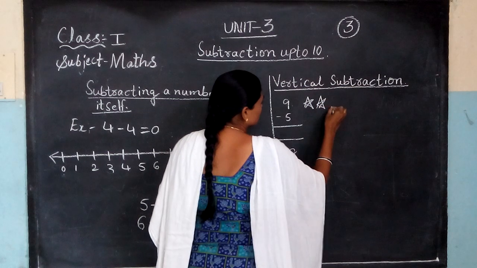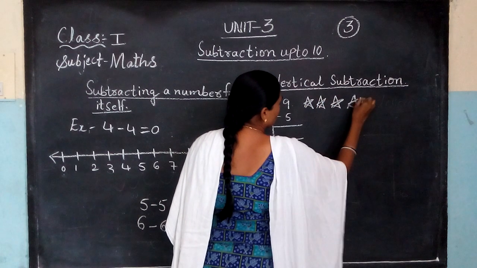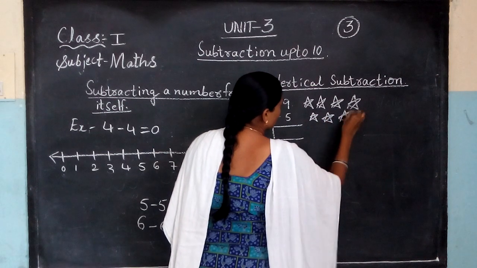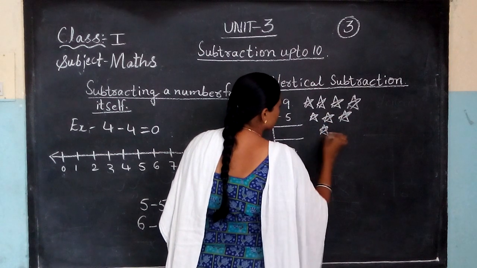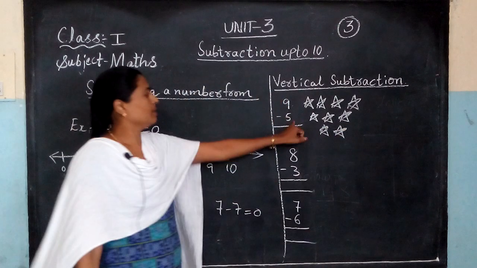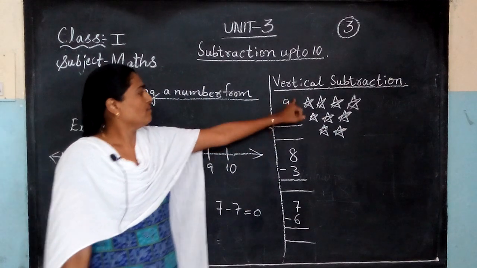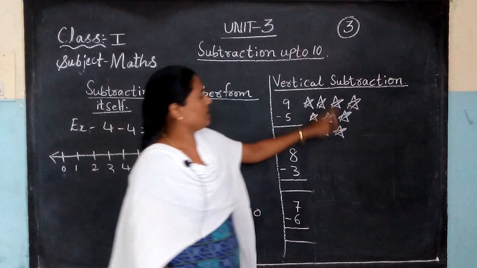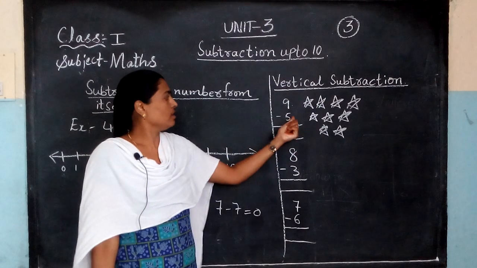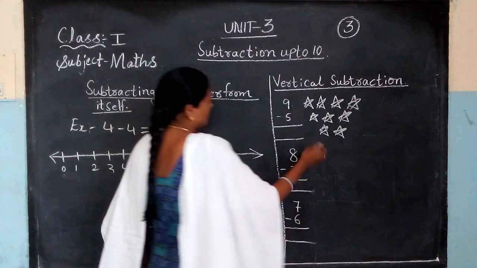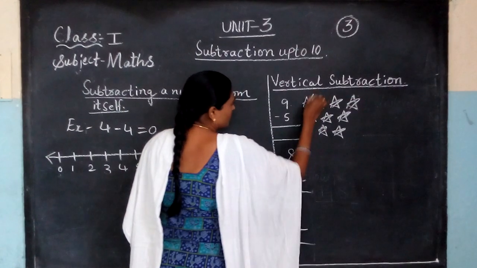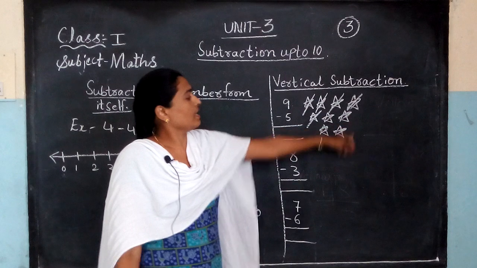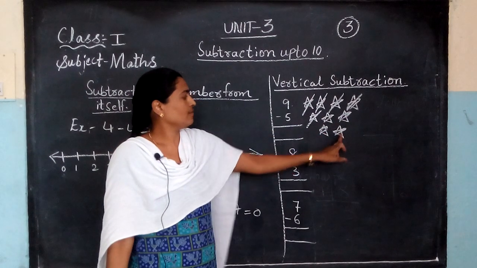1, 2, 3, 4, 5, 6, 7, 8, 9. The number below is what? Minus 5. From 9, you have to take away 5. Totally 9 stars are there. How many do you have to cut off? 5. Now take away 5: 1, 2, 3, 4, 5. How many are remaining? 1, 2, 3, 4.